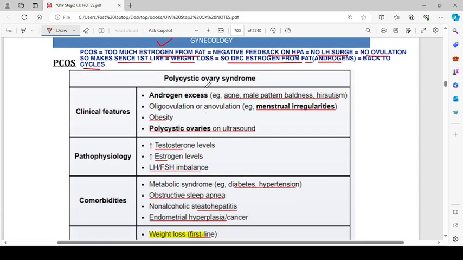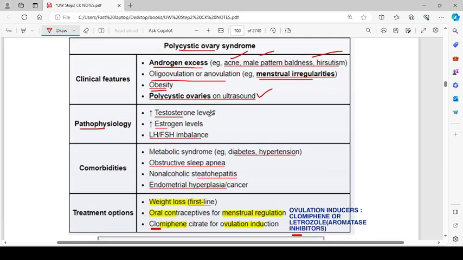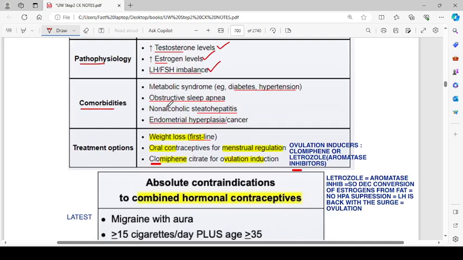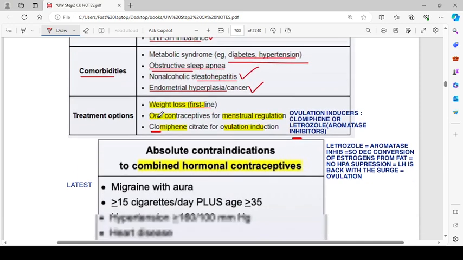Okay, so the PCOS clinical features are androgen excess, acne, male pattern baldness, hirsutism, oligoovulation or anovulation, for example, menstrual irregularities, obesity, and polycystic ovaries on ultrasound. Pathophysiology is increased testosterone level, increased estrogen level, LH and FSH imbalance. Comorbidities are metabolic syndrome like diabetes and hypertension, obstructive sleep apnea, non-alcoholic steatohepatitis, and endometrial hyperplasia or cancer.